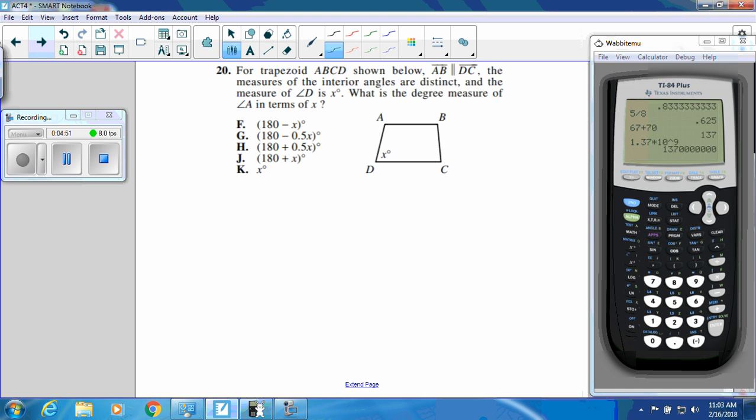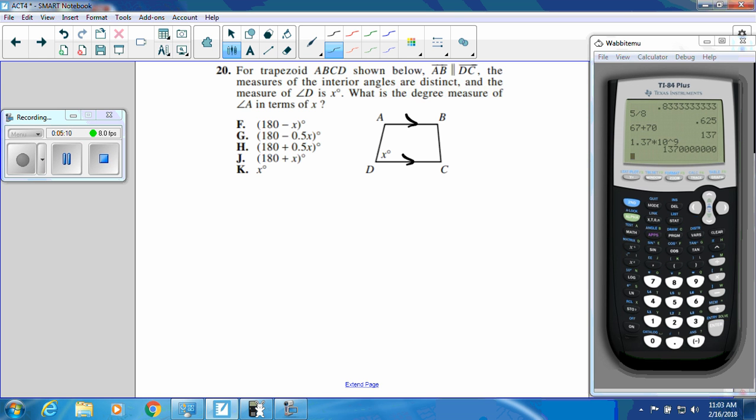Last one. For trapezoid ABCD shown below, AB is parallel to DC. So I'm going to go ahead and mark that. AB is parallel to DC. The measures of the interior angles are distinct, and the measure of angle D is x degrees. What is the degree measure of angle A in terms of x?